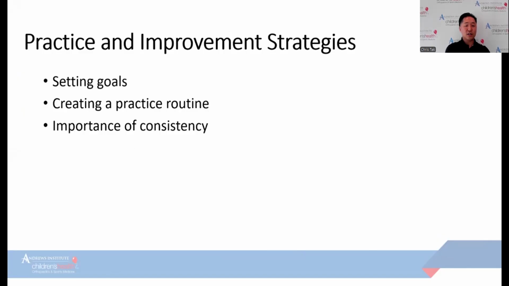And of course, the practice and improvement strategies. I would say effective practice routines and strategies are essential for continuous improvement. Setting goals, whether short-term or long-term, and creating a practice routine. I would say that's probably the most important thing.